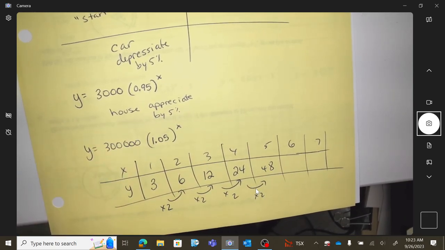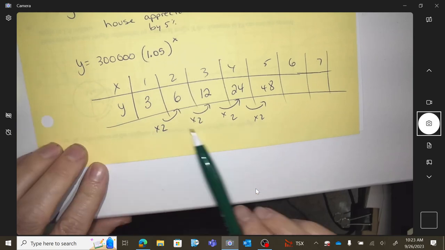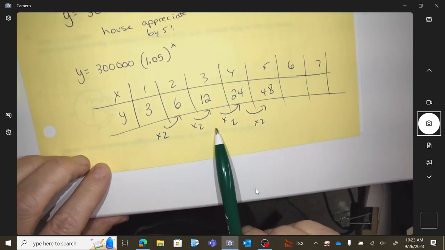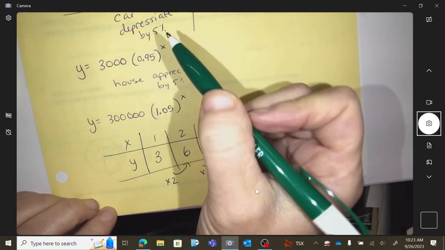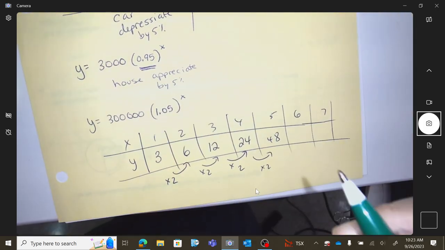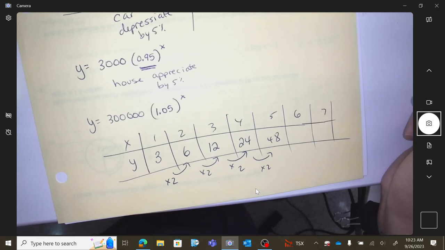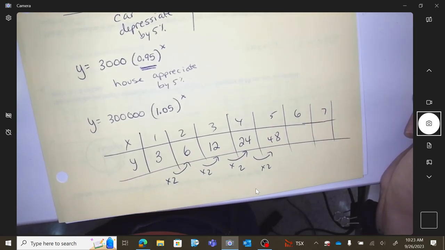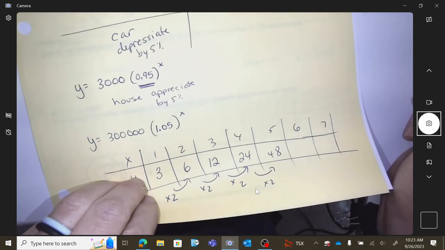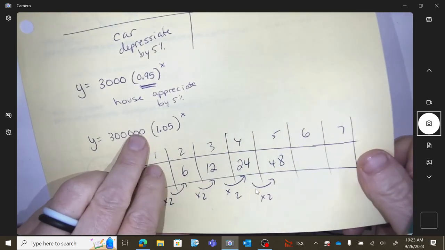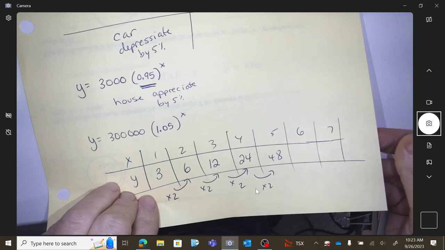Okay? So that's on your test, understanding a chart. Exponential means you're always multiplying consistently by that number, by that number, by that number, by that number. Okay? Does that make sense? It's on your test. You got it? Okay, so general properties without a calculator. We can do all that stuff.